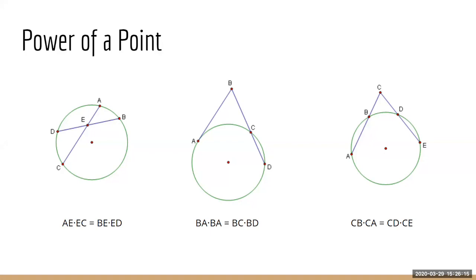This might make more sense if we look at the last diagram, where C is now the point that we're trying to find the power of, and we have points A, B, D, E on the circle. So power of a point tells us again that CB times CA equals CD times CE. Now imagine you look at the first diagram and you just drag E outwards. You'll notice that it looks a lot like the third diagram. And that's basically how it is.